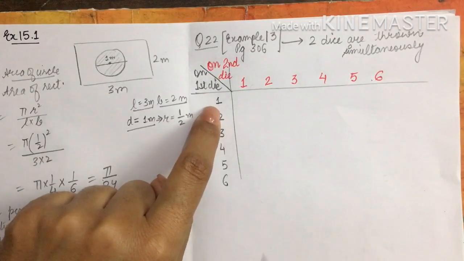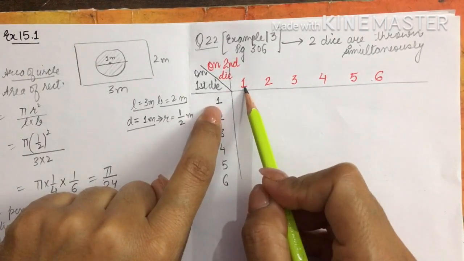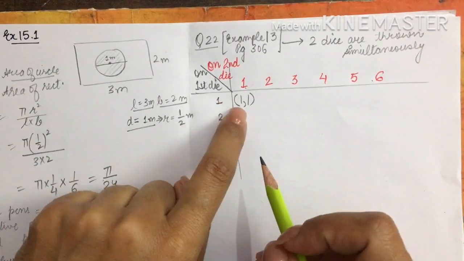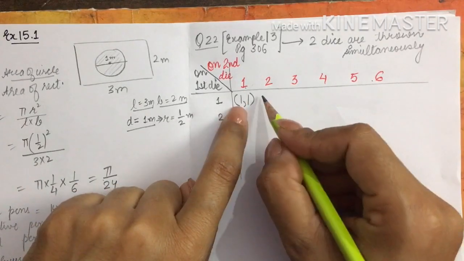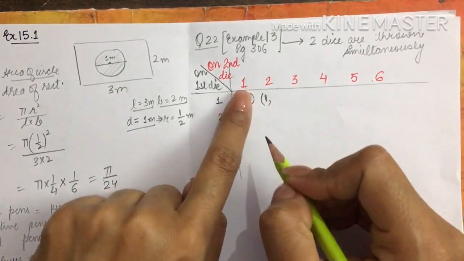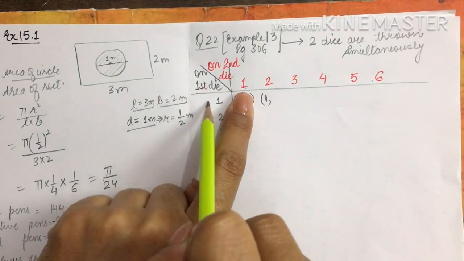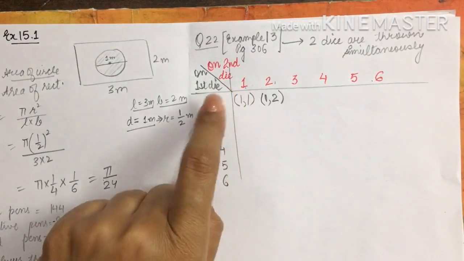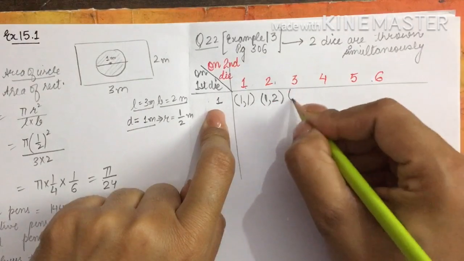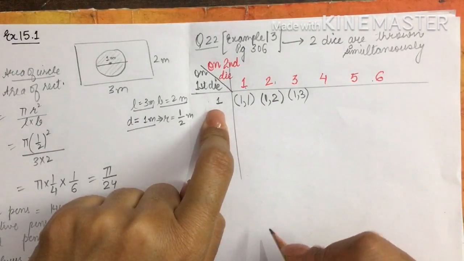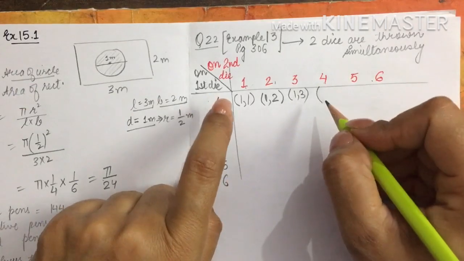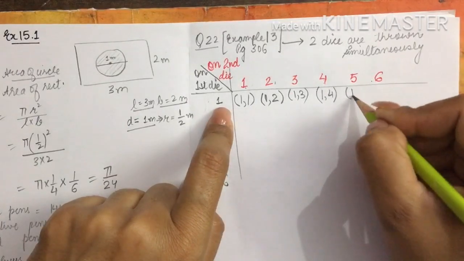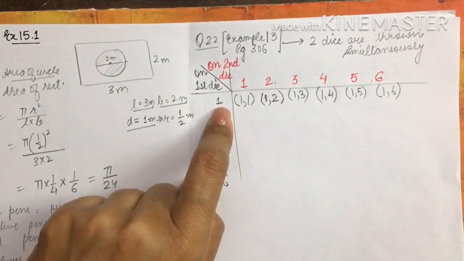If we have 1 on the first die, there could be 1 on the second die. So the combination of these two will be written as an ordered pair. 1 on the first, 1 on the second. Then we still have a 1 on the first die. So ignore this. We have 1 on the first die and we have 2 on the second die. So this will be 1, 2. Then we have 1 on the first die with 3 on the second one. Then fourth possibility, there is 1 on the first die and 4 on the second one. So this way you could write down all the possible outcomes.